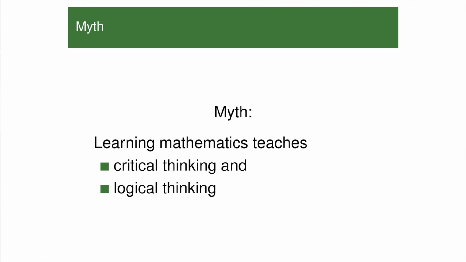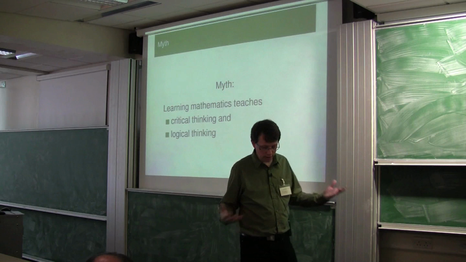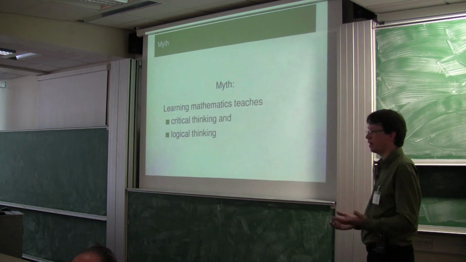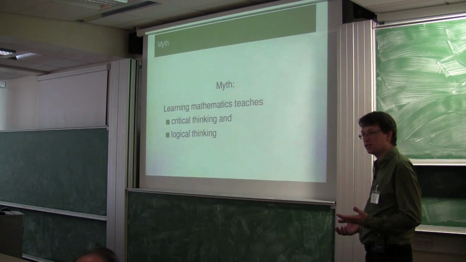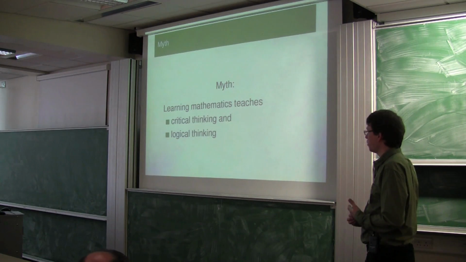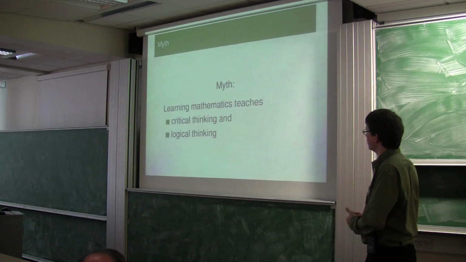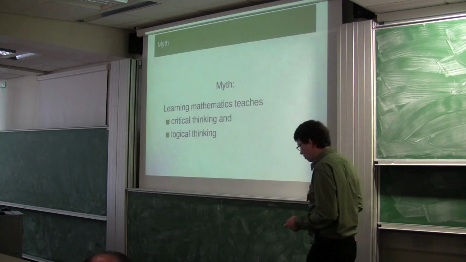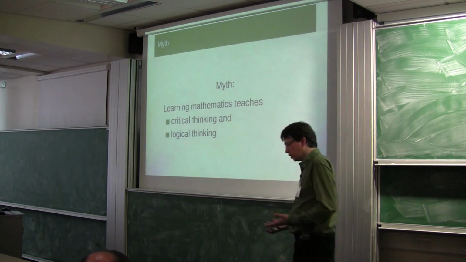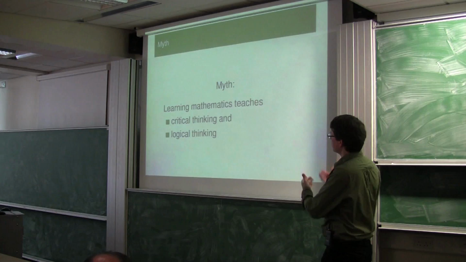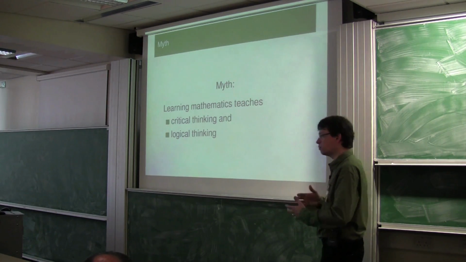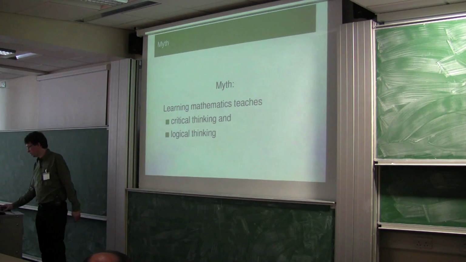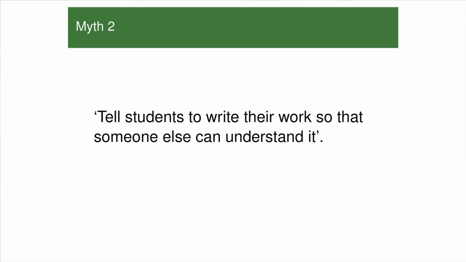I've heard this a number of times from people, and other lecturers will often say to me, well, this is what mathematics does. I think it's something that we tell potential students and it's something that we tell our paymasters, I guess, that this is what learning maths does for students. It teaches critical thinking and logical thinking. But it seems to me that just exposure to learning mathematics doesn't necessarily teach that. I think there's got to be some sort of little extra something that we have to do to ensure that they do start thinking critically and logically.